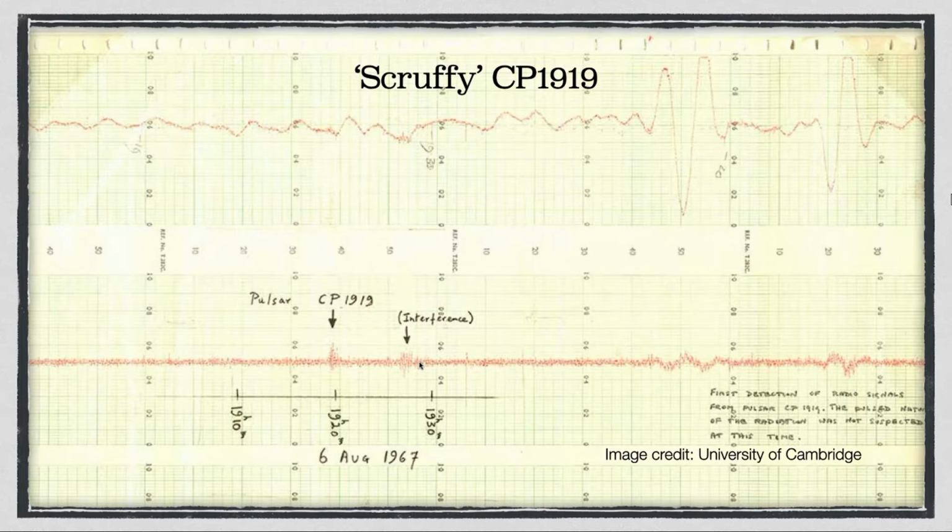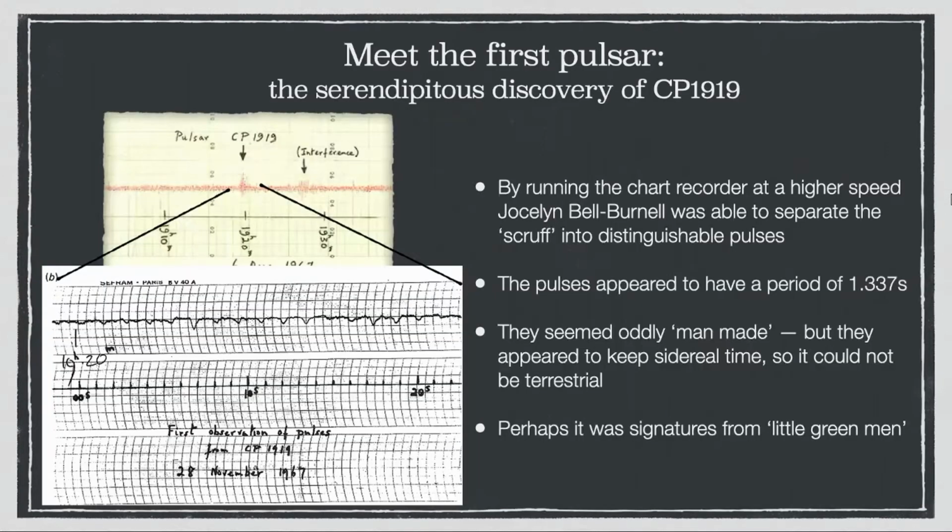And one of the first signs that this was not actually interference is that she realized that she was seeing this piece of scruff at the same point in the sky where she would expect it if it was moving along with the stars. So it was keeping sidereal time, right? So it didn't look that man-made.